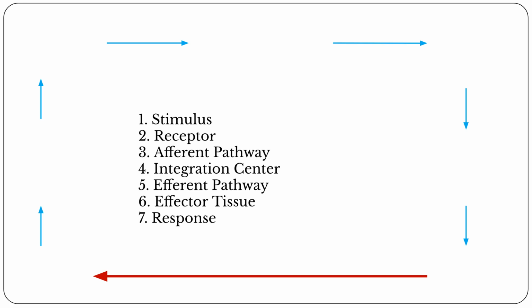A typical feedback loop follows a sequence. A stimulus is detected by a receptor, sent via an afferent pathway to an integration center, then through an efferent pathway to an effector tissue, which produces a response.